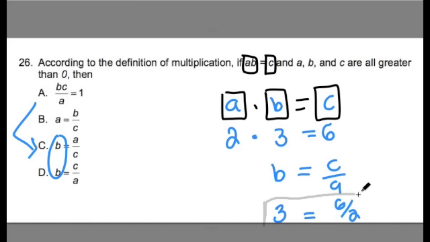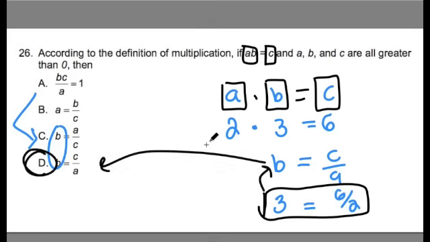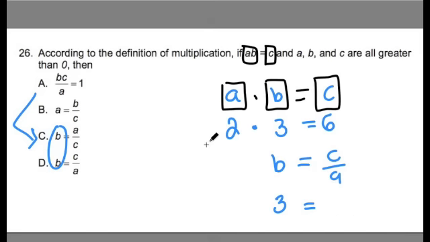So by taking a problem like this, right, it matches up with this right here, and this right here is the same as D. By making a problem concrete, you can go and you can double check your work to see which one of these answer choices makes sense.